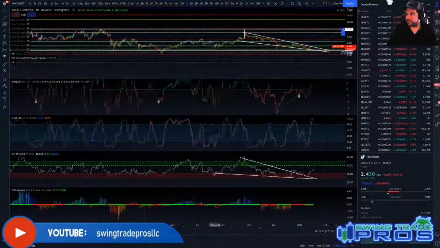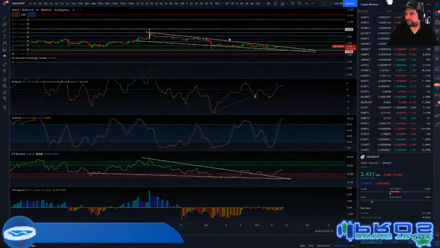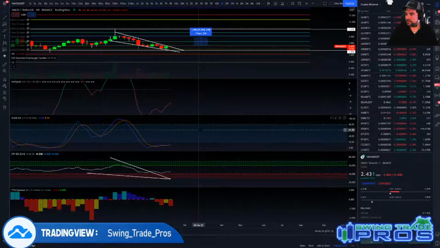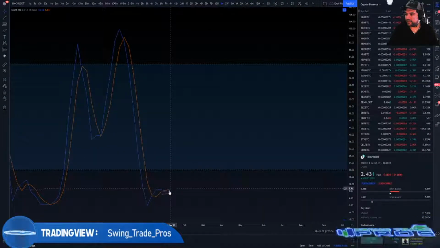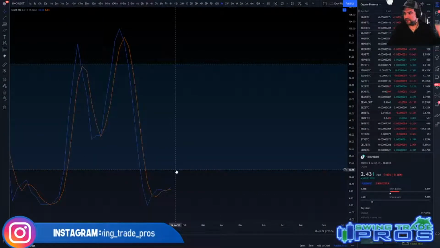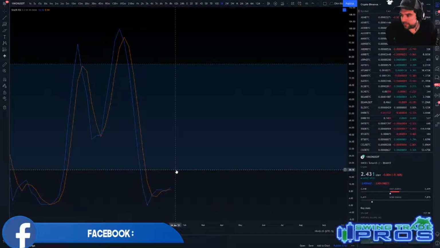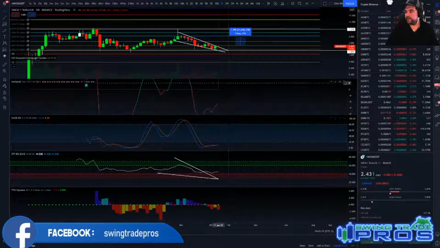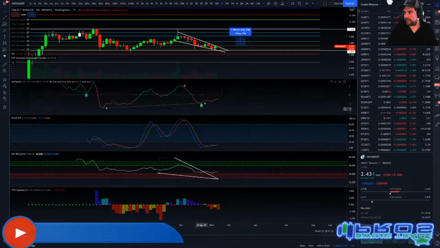1inch actually looks okay. We did get a cross up here. Like I said, we didn't get the proper signal above 20 here on the stochastics, but it's starting to trend back up. Starting to trend back up on the longer term time scale here.